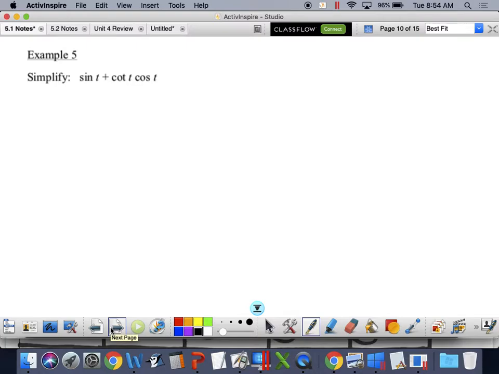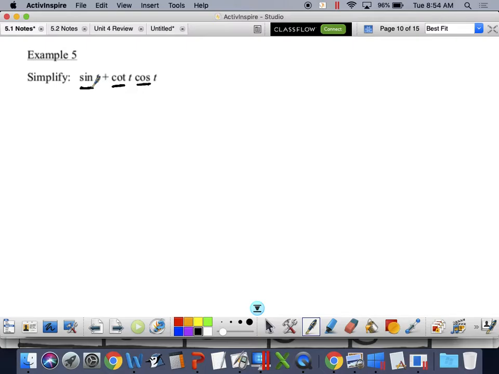All right, example 5. We've got the sine of t plus the cotangent of t times the cosine of t. We've got a lot going on here. So what could I do here to try to add these things together? Well, first things first, I see cotangent of t and cosine of t. I don't like how I have so many different trig functions. I've also got sine thrown in there.